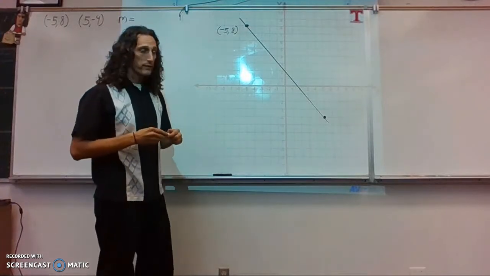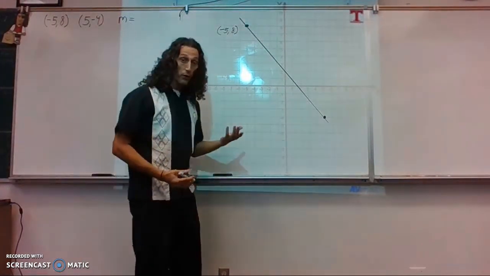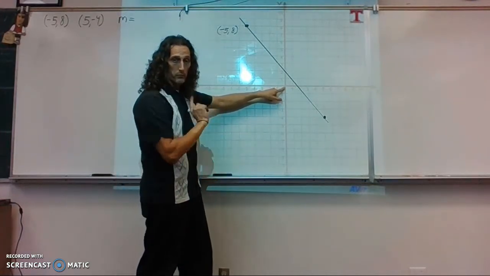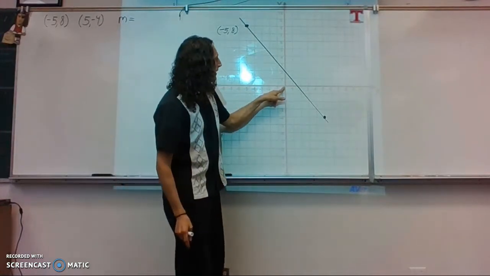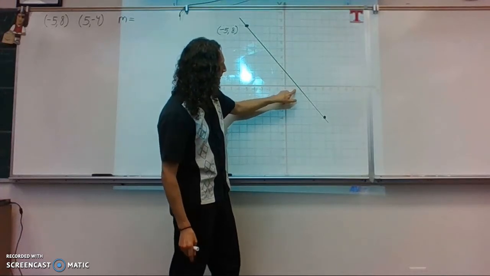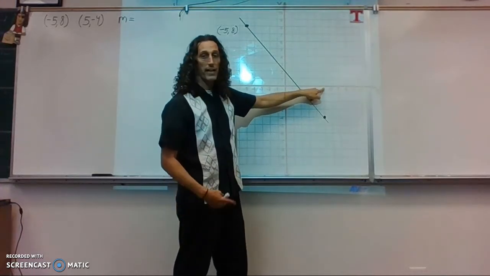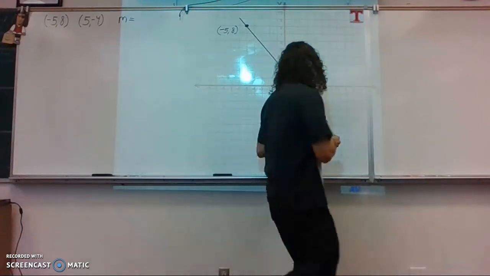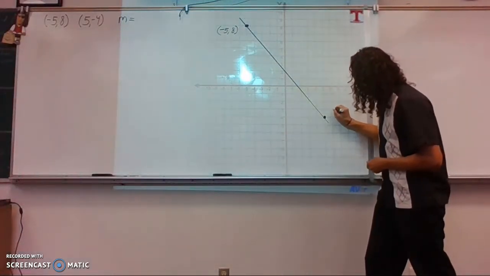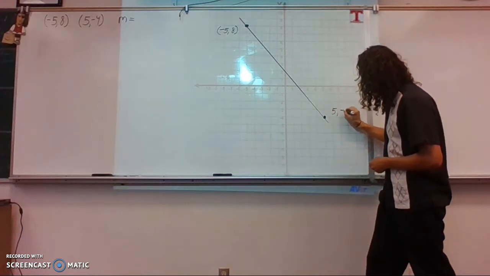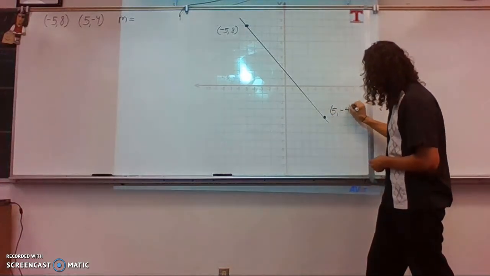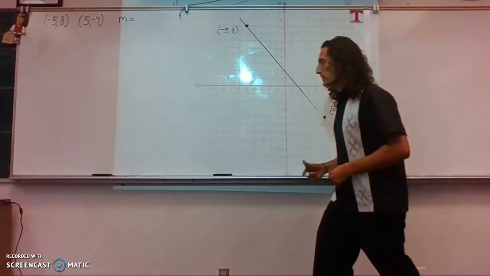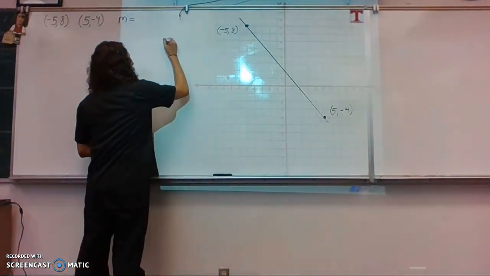And then my second point says (5, -4). So I'm going to start again at the origin. Always remember, x is first, so go left to right. I'm going to count over 5 spaces: 1, 2, 3, 4, 5. Then I have a negative 4 for the y coordinate, so I count down 1, 2, 3, 4. And we are at (5, -4).